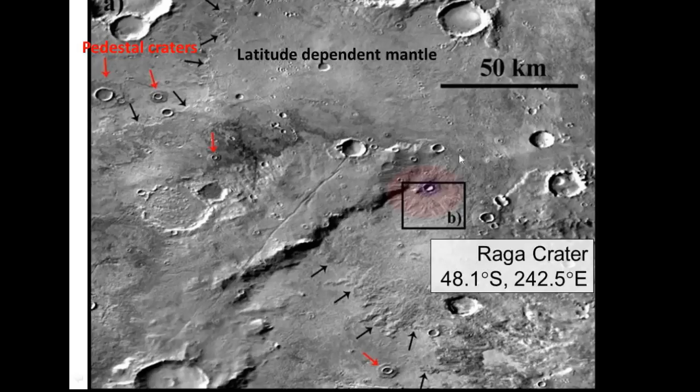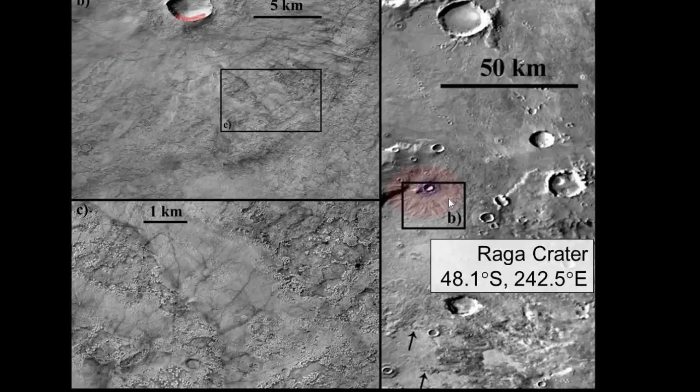This is the ejecta blanket of Raga Crater in purple, and then kind of in this pinkish color is really where the rays go. We're going to zoom in on that. This is where the RSLs are actually occurring on the equator-facing slopes.